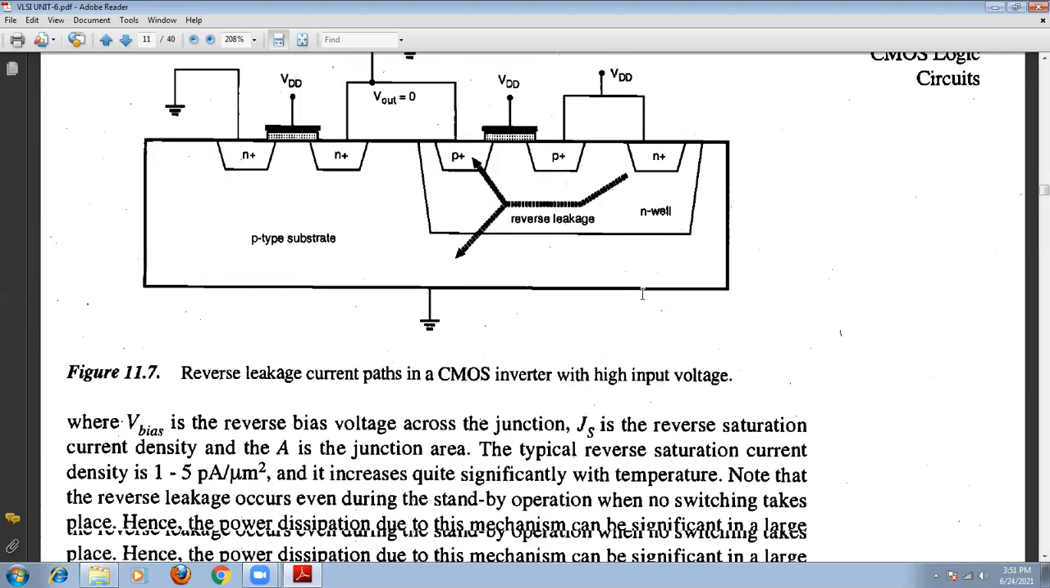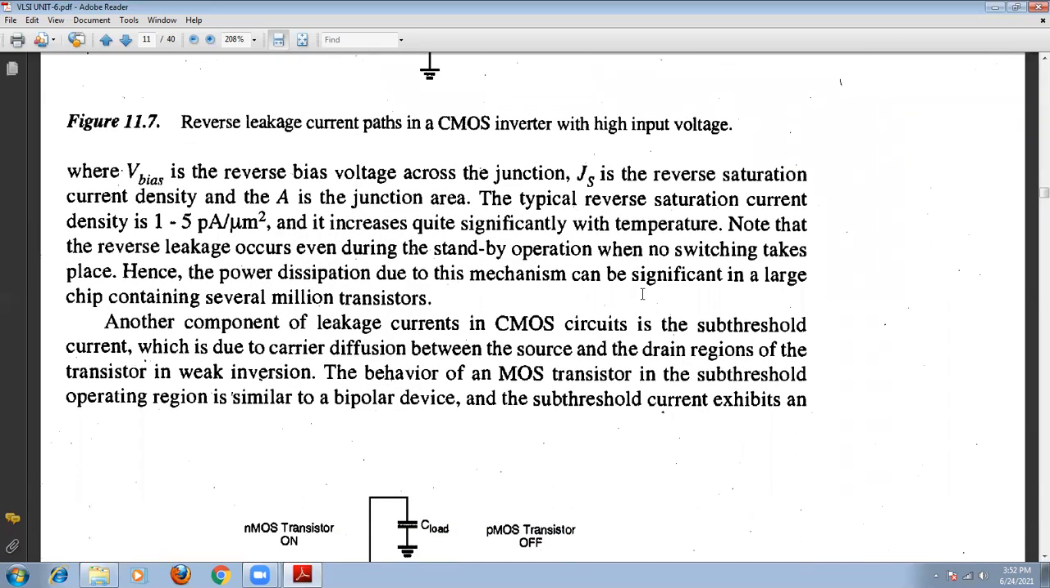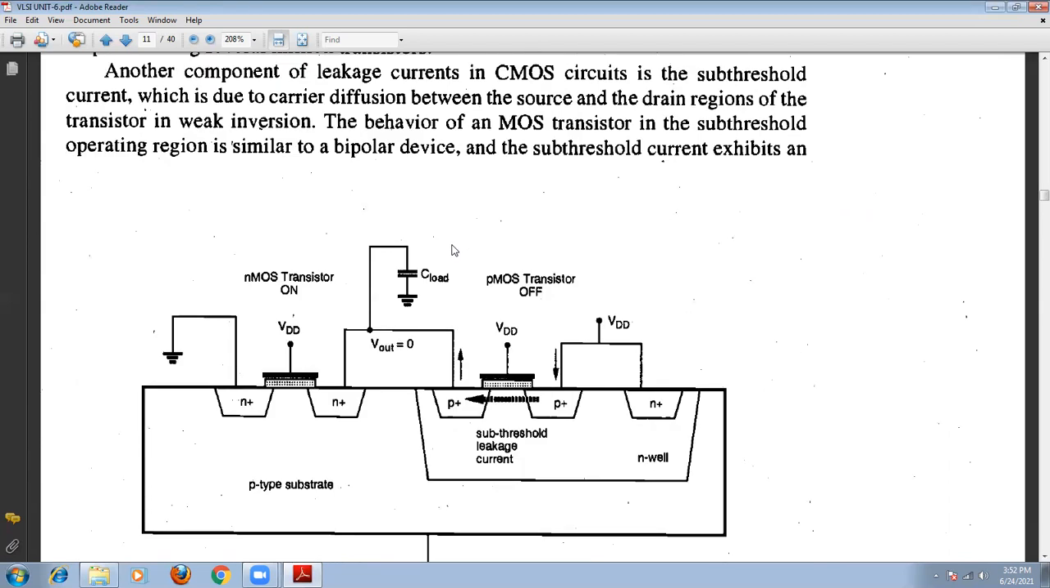Okay, so this current we are going to represent like this, where V bias is the reverse bias voltage across the PN junction, JS is the reverse saturation current density, and A is the junction area. And this current is approximately 1 to 5 picoamperes per micrometer square. Right, remember this equation. Not only this component, another component also exists in the circuit.